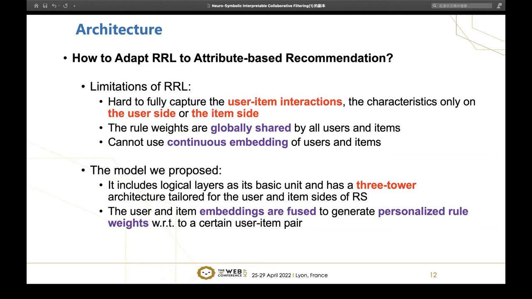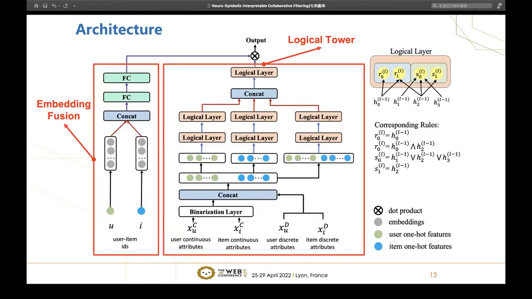To solve these problems, we proposed a three-tower architecture, including the logical layer as its basic unit, and the user and item embeddings are fused to generate personalized rule weights. This figure shows the overall architecture of our model NS-ICF. It includes the aforementioned three-tower architecture tailored for the user and item sides of recommendation systems with embedding fusion parts. In what follows, I will specify the details of our model.